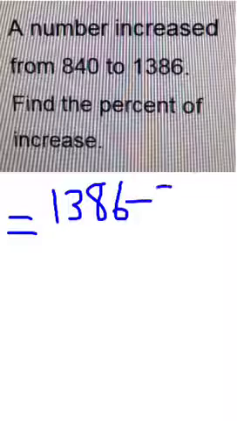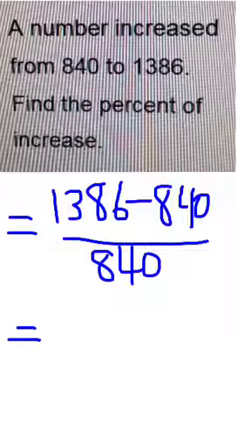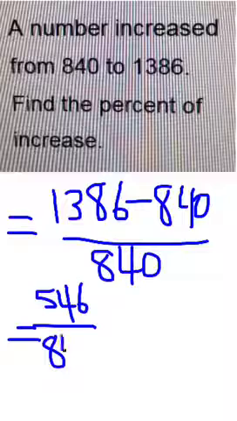1,386 minus 840, and divide that by your original number. In this problem, the original number is 840. Subtracting the numerators, we get 546 over 840.